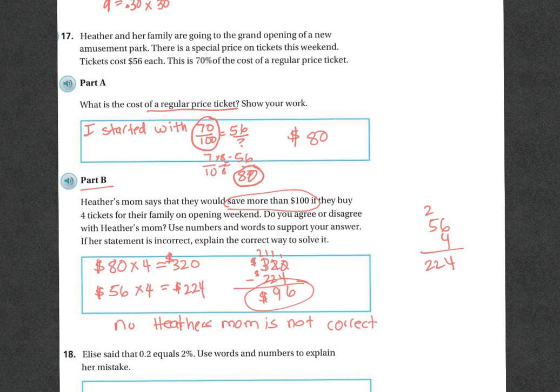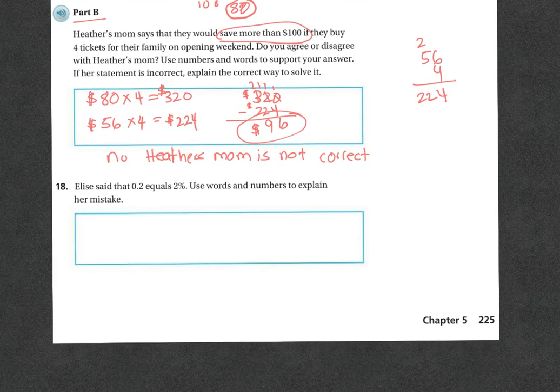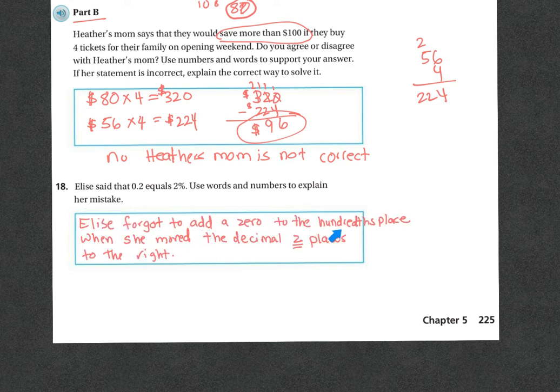Okay, the next question says, Elise said that 0.2 or 2/10 equals 2%. Use words and numbers to explain her mistake. So Elise forgot to add the 0 to the hundreds place when she moved the decimal 2 places to the right. Because remember, when you convert, you're going to go 1, 2, right? So 0.2, you're going to go 1, 2, and you're going to need to add your 0. So it would be 20% and not 2%.